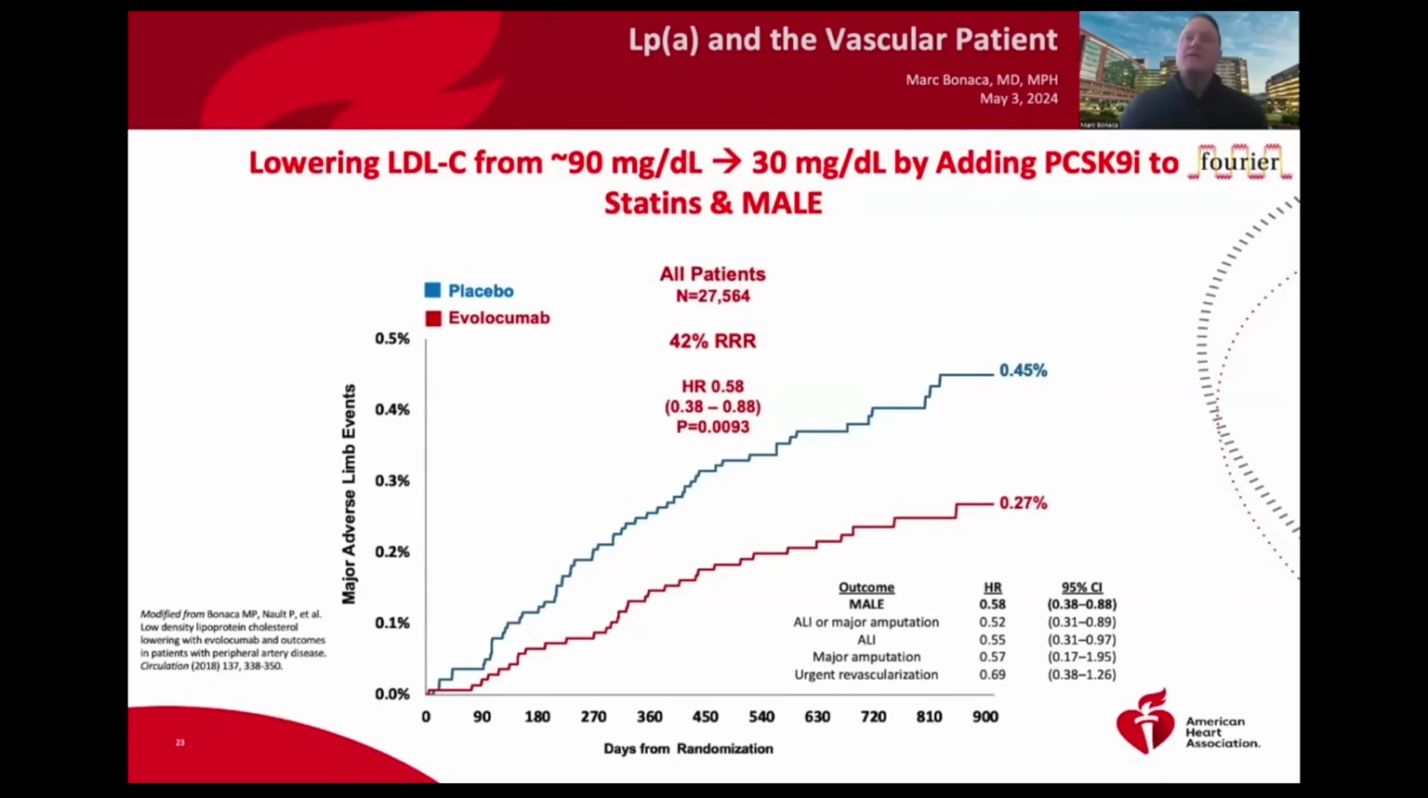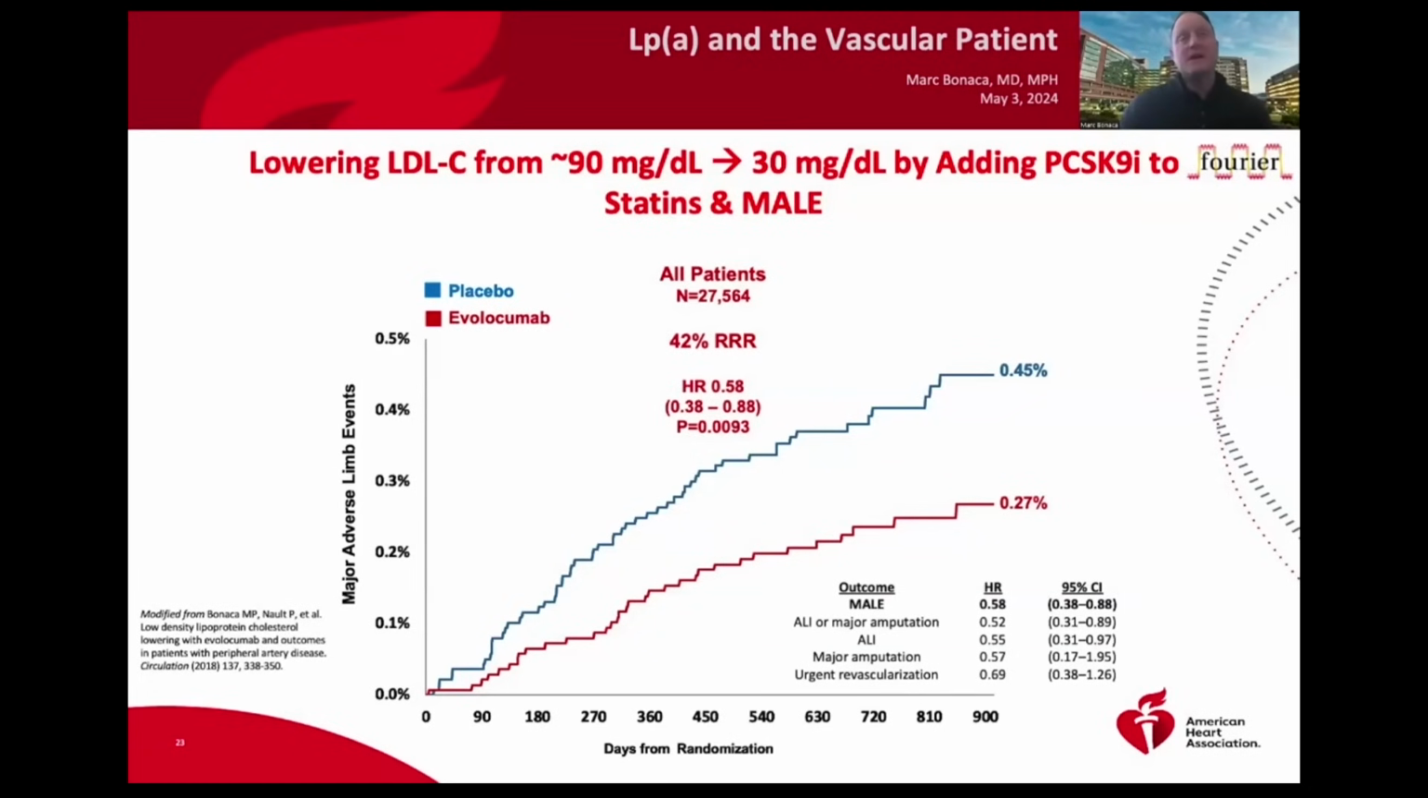I showed you data from the Odyssey trial with alirocumab. Other therapies have been shown to reduce MALE in the lipid space. This is data with evolocumab from the Fourier trial. LDL lowering resulted in about a 42% reduction in major adverse limb events with consistent effects across all of the components of major adverse limb events.